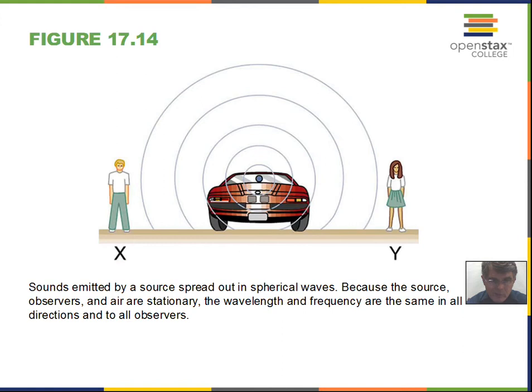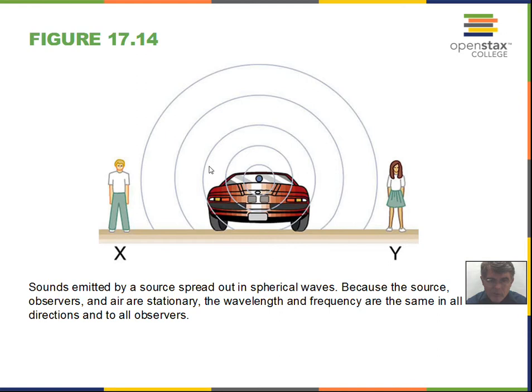Doppler effect: the change in the frequency that we hear for the sound, the change in the tone that we hear. So here we have a parked car and two observers at rest. The horn is sounding. Both observers will hear the same pitch, the same tone. They'll have the same frequency of sound arriving at their ears.